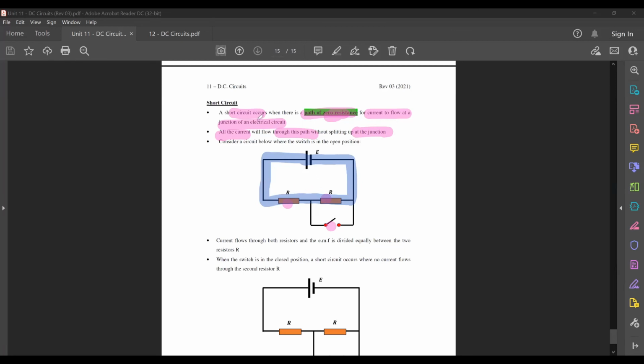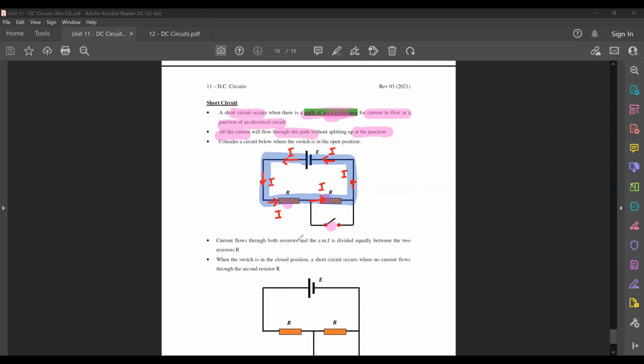So here, your current will flow like this. Then it reaches this junction. Because this one is an open circuit, nothing goes inside. It will just continue flowing like this. This is how a normal circuit would look.